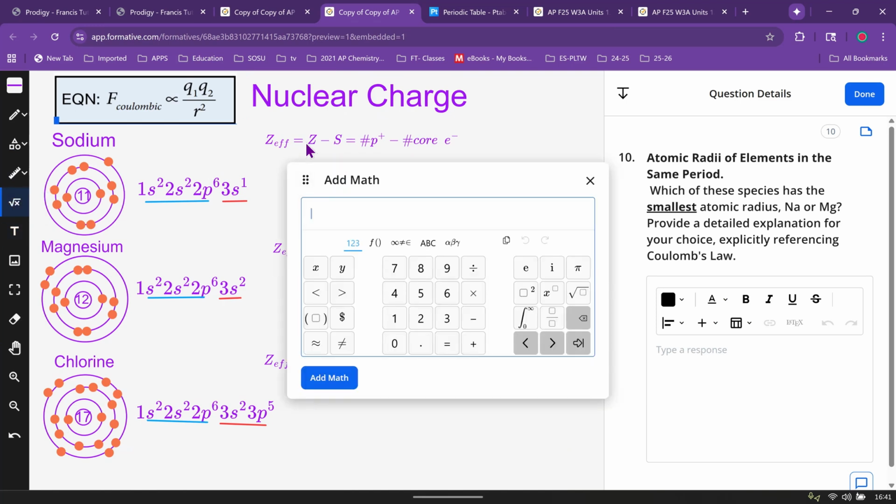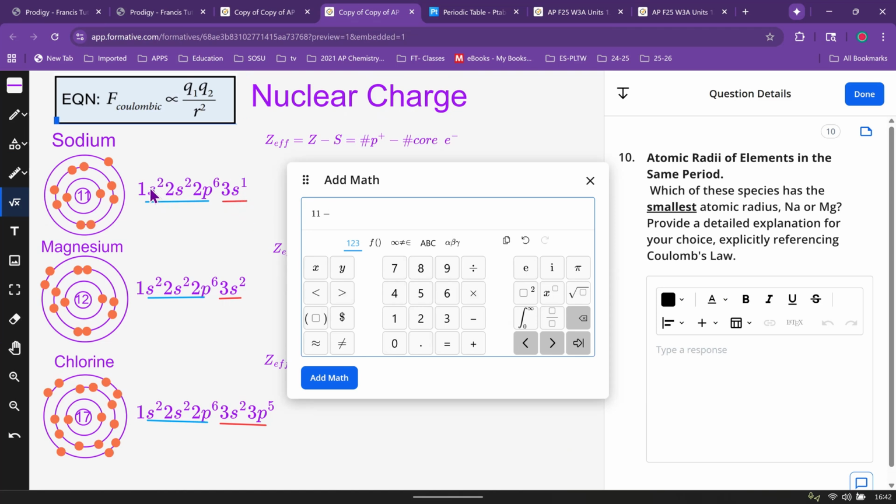So if we look at the effective nuclear charge of sodium, and we know that the effective nuclear charge is equal to Z minus S, and Z is equal to the number of protons. So here, the number of protons in sodium is 11, and we're going to subtract the number of core electrons, S. And so we look at core electrons.